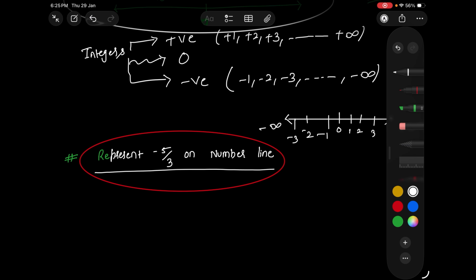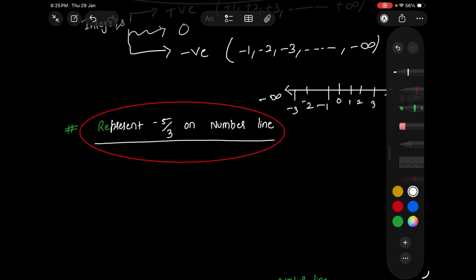Now in your book, in your exam, in your test, you have to face this type of question: represent minus 5 upon 3 on number line. We have to solve this question step by step. We solve this question in two steps. Let's jump to the first step.